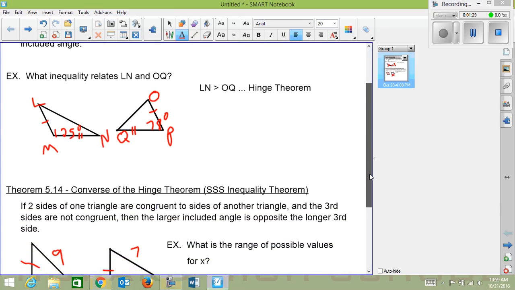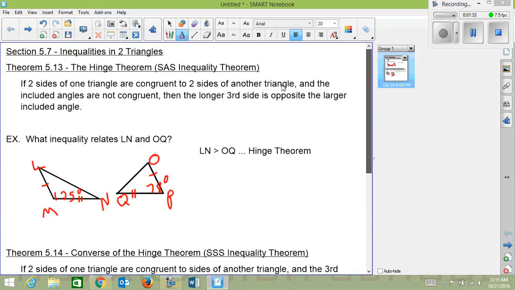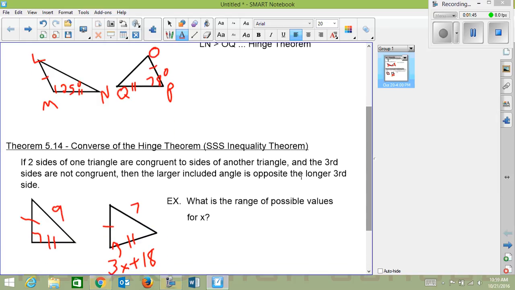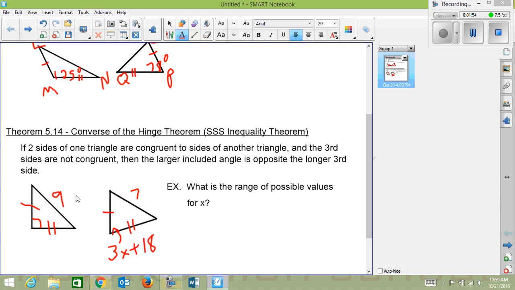Theorem 5.14 says the converse, it's the converse of the hinge theorem, so basically the opposite of this one. It's the SSS inequality theorem, side, side, side. If two sides of one triangle are congruent to two sides of another one, like in this example here, this is congruent to this, and this is congruent to this, and the third sides are not congruent, so this is 7 and this is 9, so I know they're not congruent, then the larger included angle is opposite the longer third side.